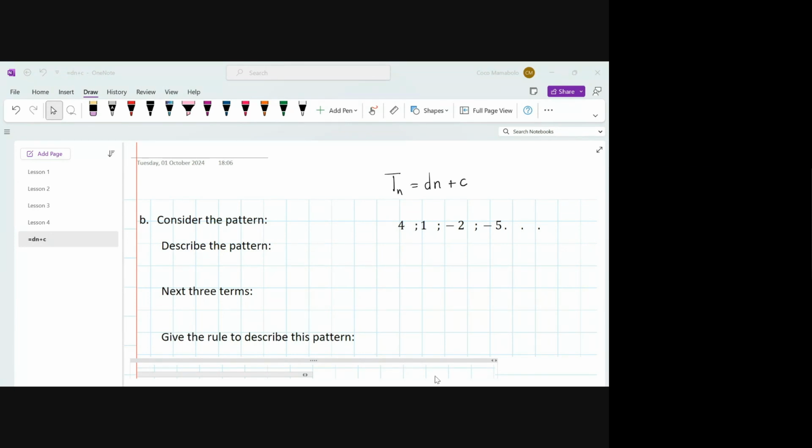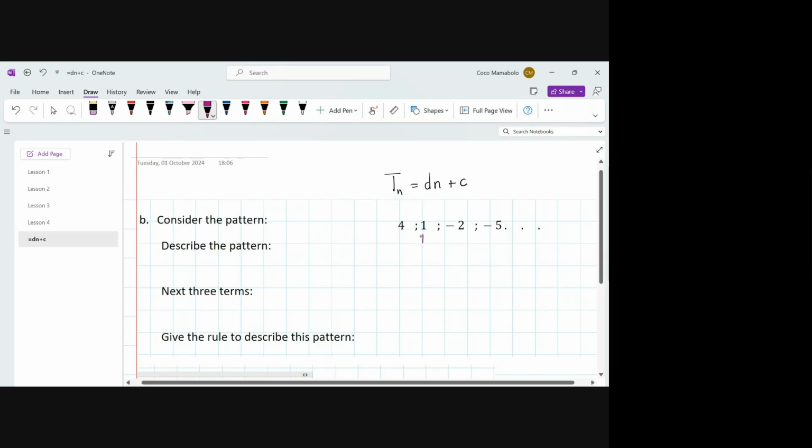All right, so let's start by figuring out what the common difference is. Remember, when we find the constant difference, the common difference, we will take T2, which is equal to 1, and T1, which is equal to 4. So to find the common difference, we take T2 minus T1. So our common difference is going to equal 1 minus 4. What is 1 minus 4, grade 8s?